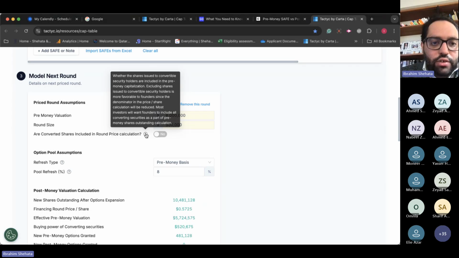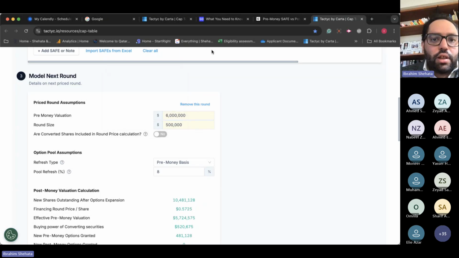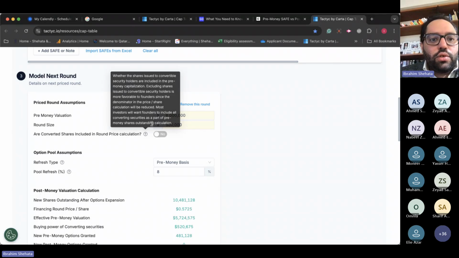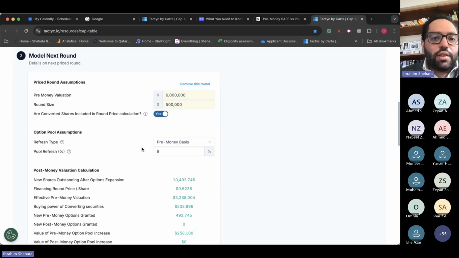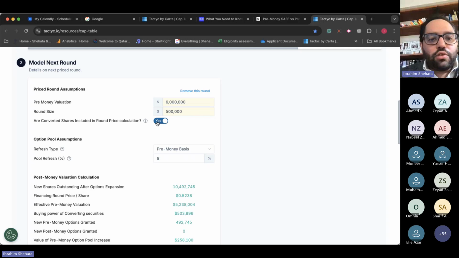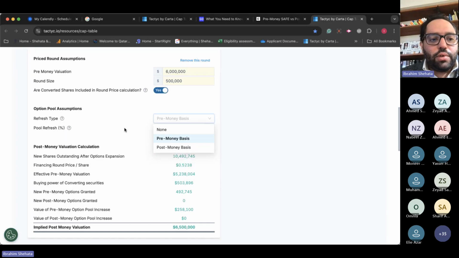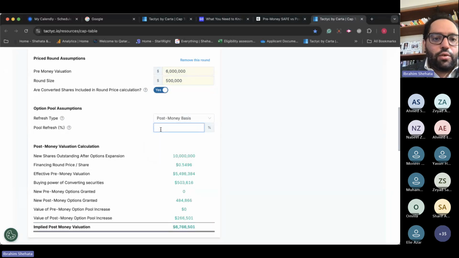Okay. Here in this option, you need to be clear and understand what this means. It means whether the shares issued to the convertible note holders, the SAFEs, are included in the denominator or not. This is actually one of the tricky things because it's not usually included in the SAFE what will happen in that scenario. But usually the founder will press yes on this to make sure that the investors are happy. So the investors want this to be yes, the founders would want this to be no. Here, the new ESOP, whether it will be pre-money or post-money. So let's say it will be post-money for 5%.